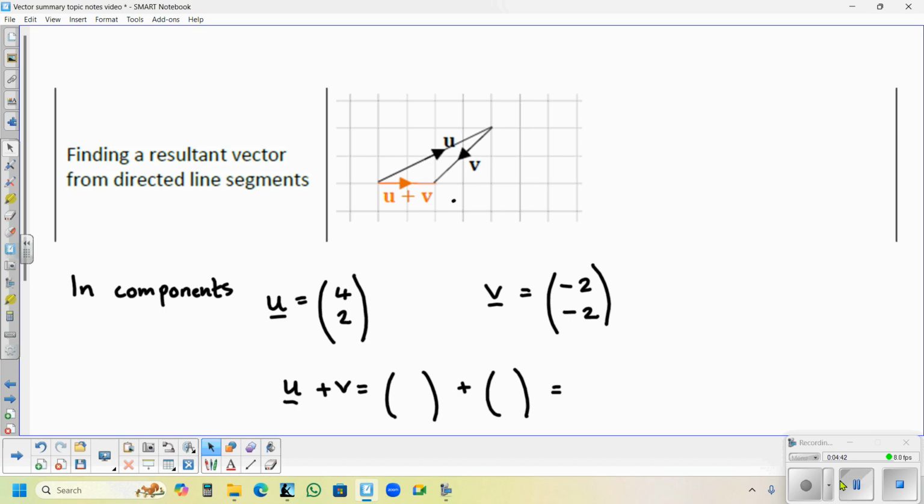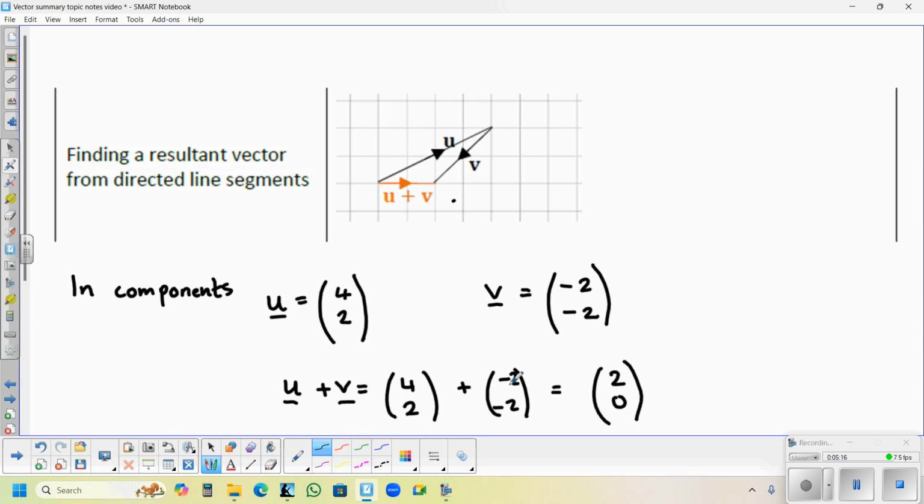So if we want to find u plus v, in component terms, we've got u vector, which is (4, 2), and v vector, which is (-2, -2). So the resultant vector u plus v, and there should be a wee line under that, gives me, if I put in the components, u vector (4, 2), v vector (-2, -2), add across the top: 4 plus negative 2 is the same as 4 take away 2, giving me 2, and 2 plus negative 2 is the same as 2 take away 2, which is 0.